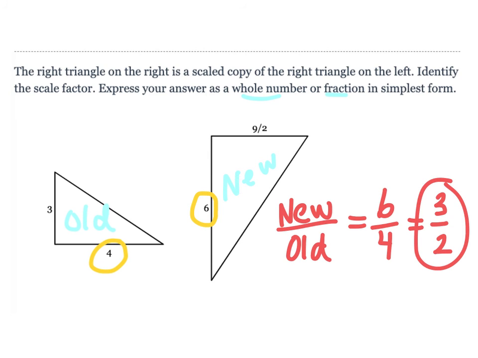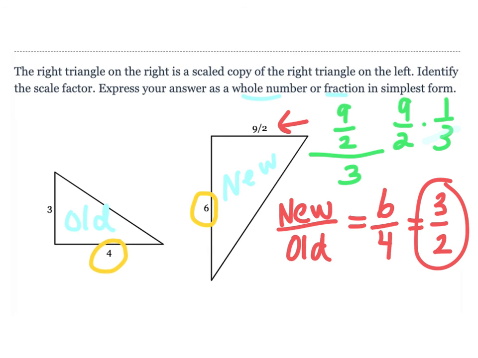And notice, I avoided using this fraction because that looks a little odd to me to use. Let me show you how that looks though. If we did new to old with the fraction, 9 over 2 divided by 3, that looks a bit odd. Dividing by 3 is the same as multiplying by a third. So we would do 9 over 2 times a third, and then we would be able to simplify.